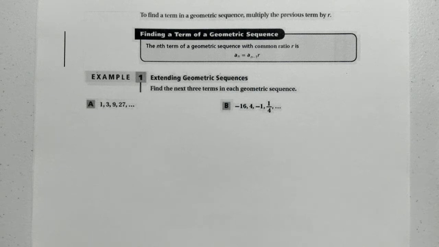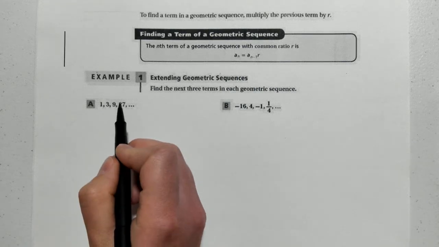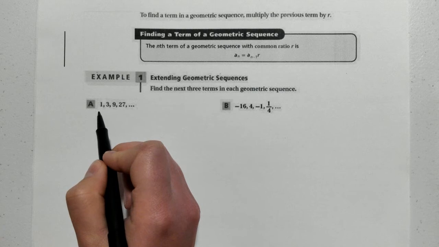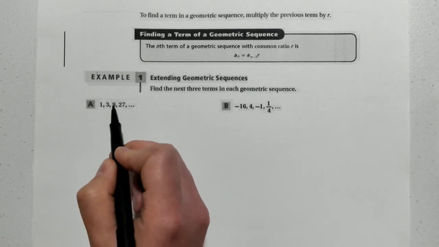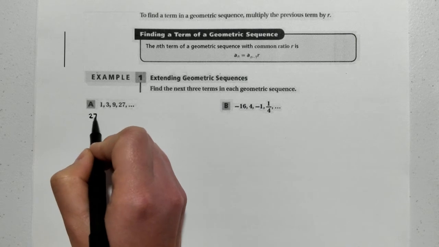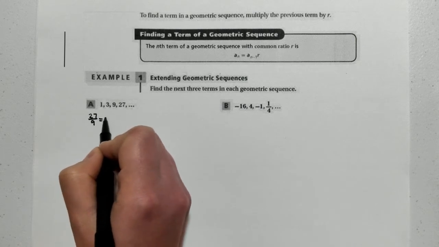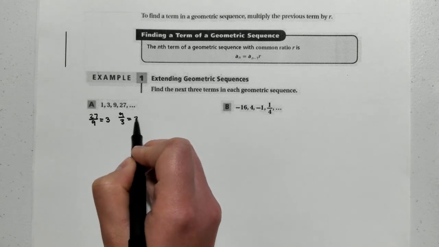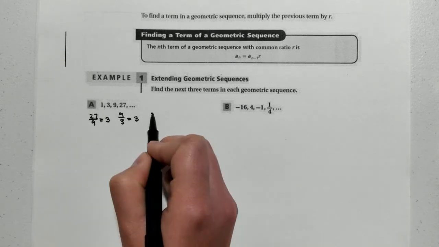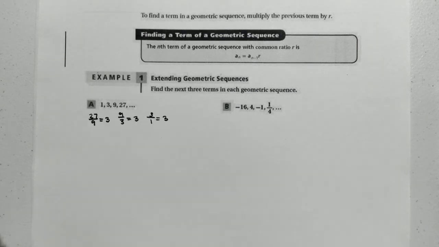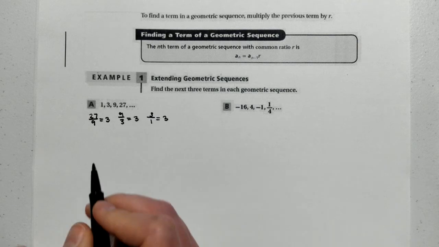So to find the common ratio, you look at how you're going from each term to the next. So I'm going from 1 to 3 by multiplying by 3. And you can do this by finding the ratio of the 2 terms next to each other. So 27 divided by 9 gives me 3. 9 divided by 3 gives me 3. And then 3 divided by 1 gives me 3. So that means I'm taking the term before and multiplying it by 3 to get the next term.